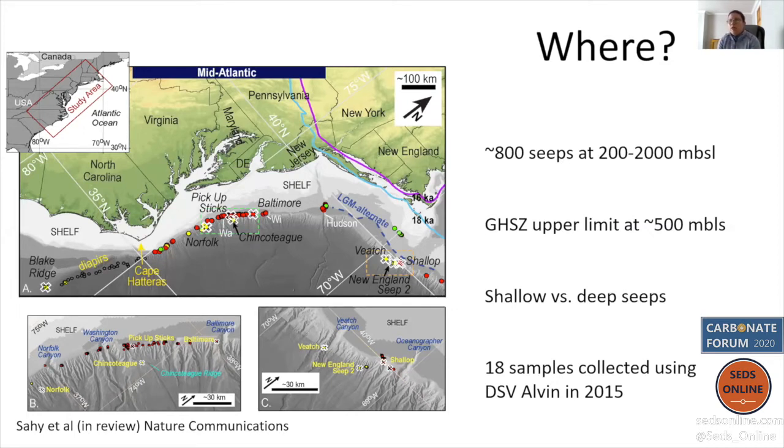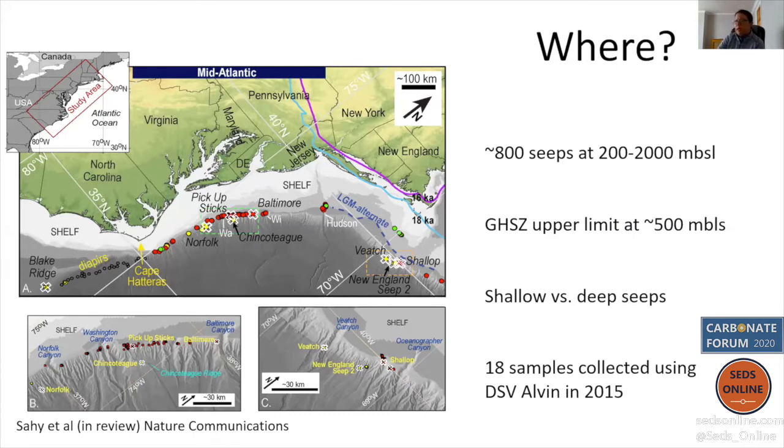So in this talk, we focus on shallow seeps. These are situated above the top of the gas hydrate stability zone at depths of 300 to 400 meters below sea level. And we also look at deep seeps. These are well within the hydrate stability zone itself. And in this particular study, they tend to be at depths greater than about 1,000 meters. So our USGS colleagues collected 18 samples along the margin, and those are the basis of the data set I'm going to talk about in just a bit.